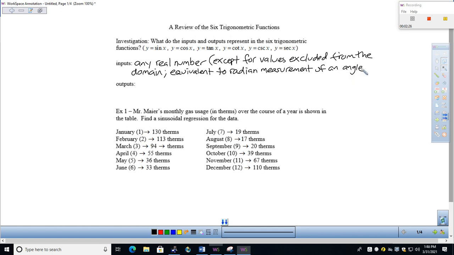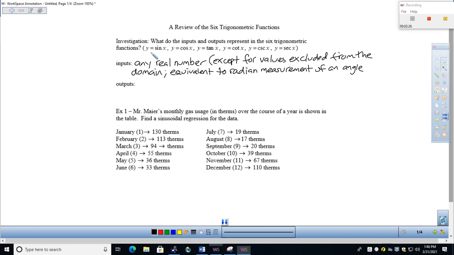And this concept, this radian measurement of an angle, opens up an entire branch of trigonometry called the trigonometry of real numbers. Because remember, a radian measurement of an angle is considered a unitless measurement, equivalent to just a real number. All right, good. So inputs are the radian measurements of an angle.